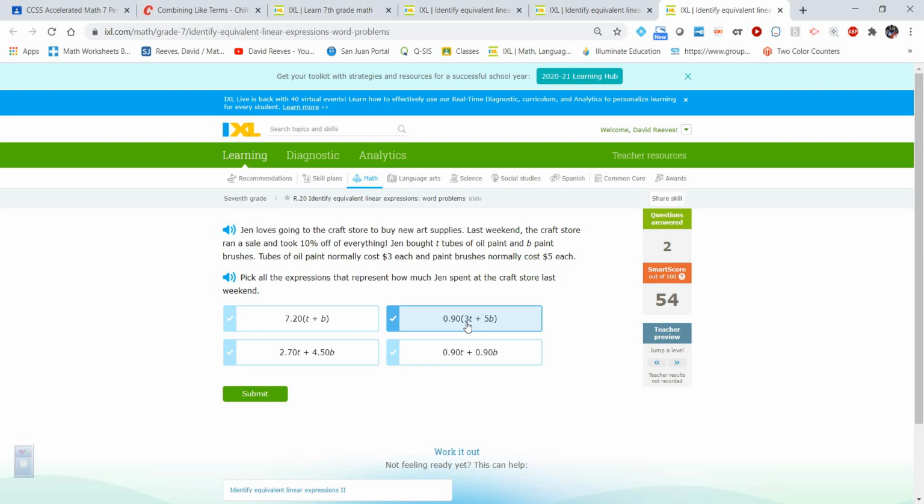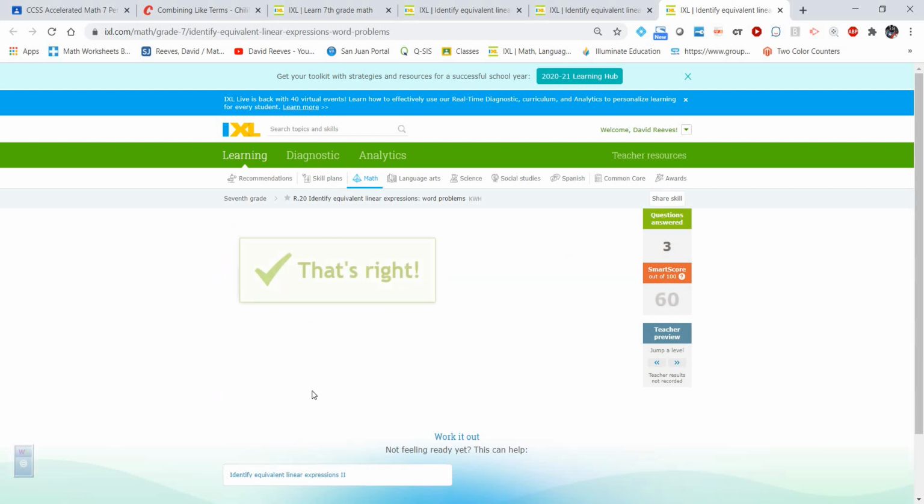Now, if we distribute, what do we get? What's 0.9 times 3? Isn't it 2.70? And this one right here would be 4.50. So what does that tell you? That tells you the sale price, doesn't it? The sale price for the tubes was $2.70, and the sale price for the brushes was $4.50.